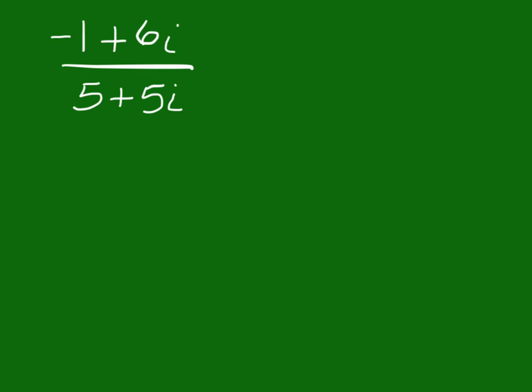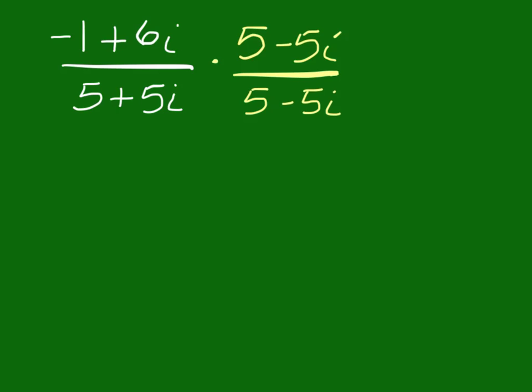We have to simplify to get the i off of the bottom, so remember the problem was negative 1 plus 6i over 5 plus 5i. What do I do now to simplify? What must I do to simplify this? Yeah, multiply the top and the bottom by 5 minus 5i. We want to create a difference of two squares such that the i's will cancel out. Of course, you'll be left with an i squared, which is a negative 1, so that cancels out that i as well.